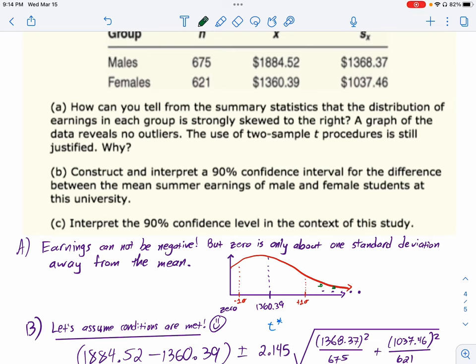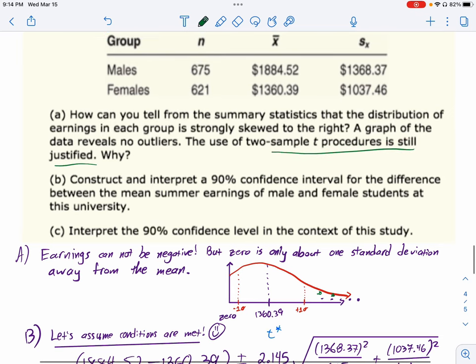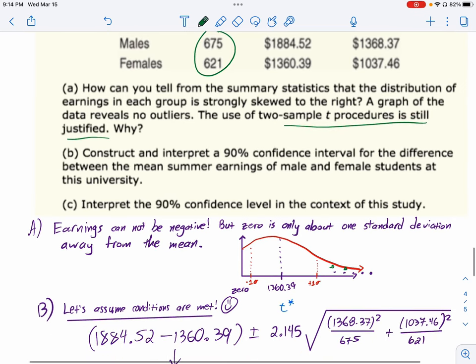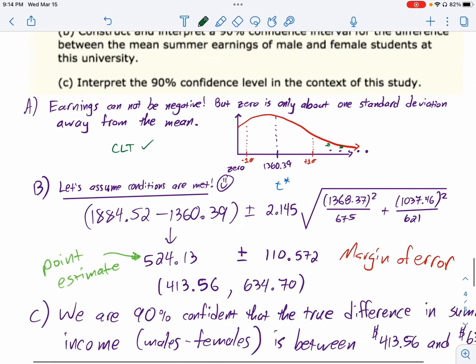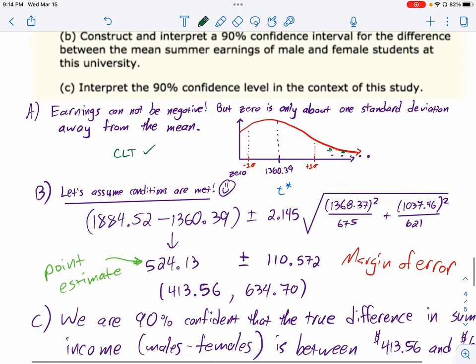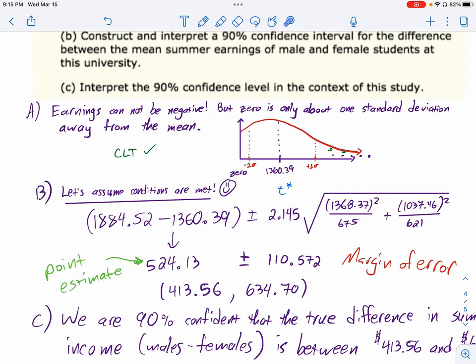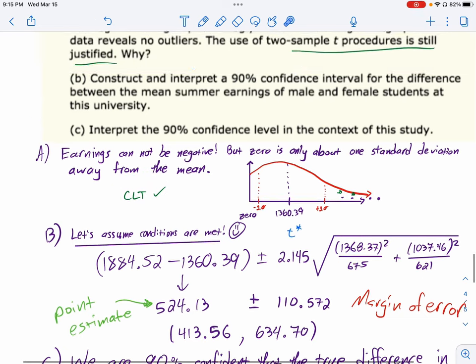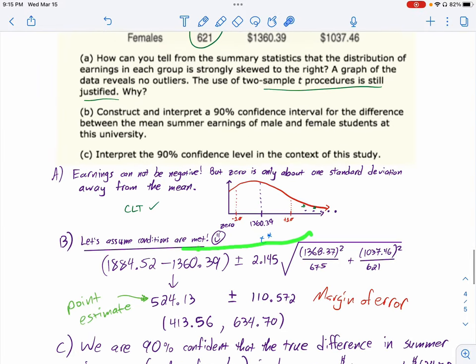But why can we still use a T procedure? Because these are large enough to satisfy the CLT. Okay, they're way more than 30. B, we're going to make the 90% confidence interval. I'm glossing over this. Let's just say the conditions are met. I already talked about the CLT. It's random and independent. Moving on. Here's where I plugged in the numbers. Okay. Let me show you how.